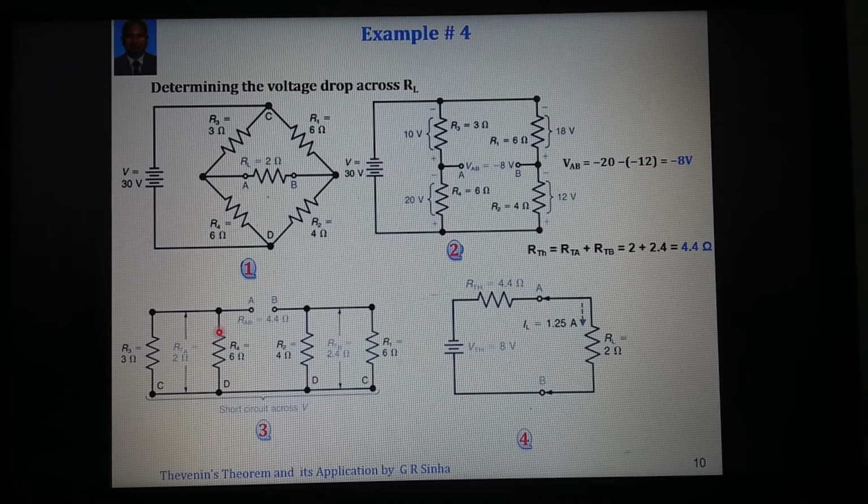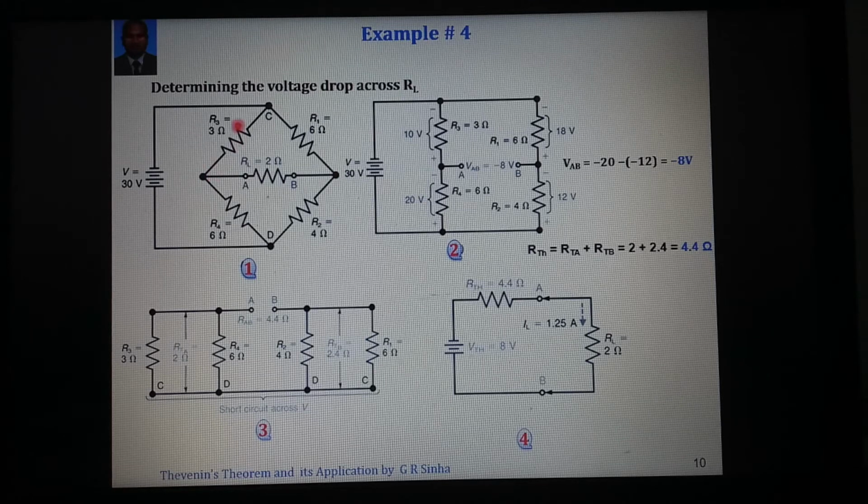Now how will we calculate Thevenin resistance? Very simply, this becomes the load where we have to determine Thevenin resistance. This becomes a short circuit, means this D and C are connected together. See here, D and C. And if we do so, very easily we can understand this 3 becomes in parallel with 6, because we can fold this like this and hold this wire.